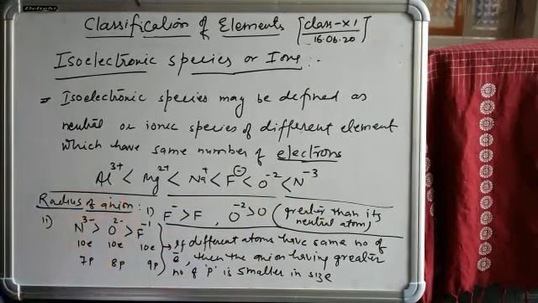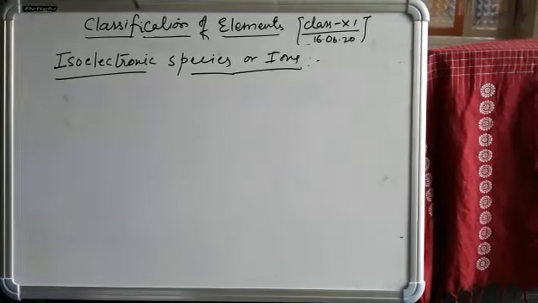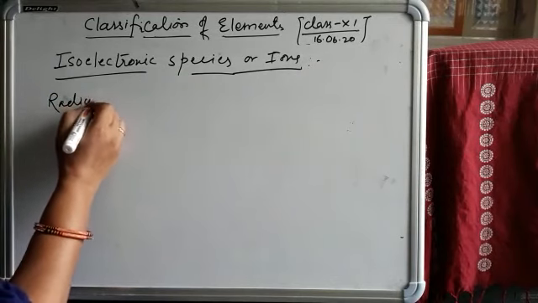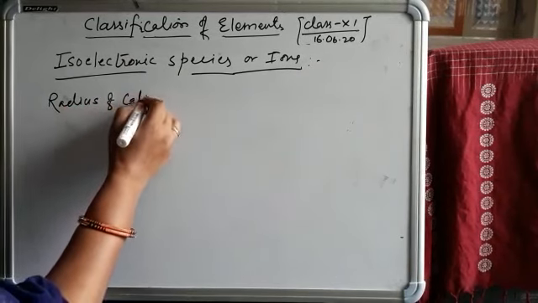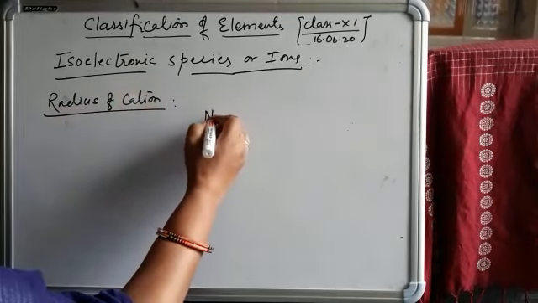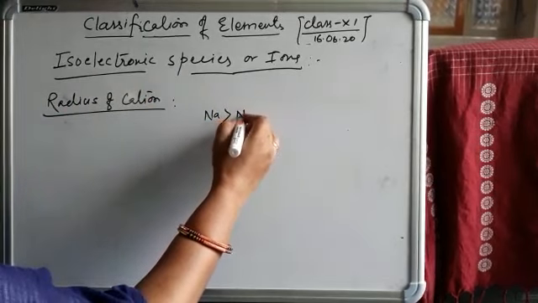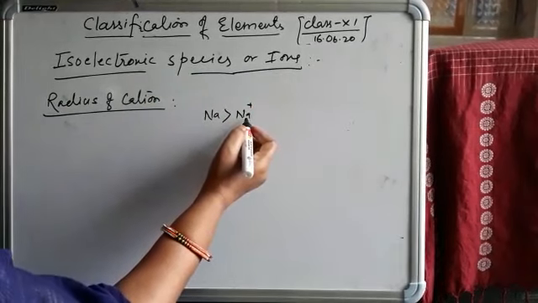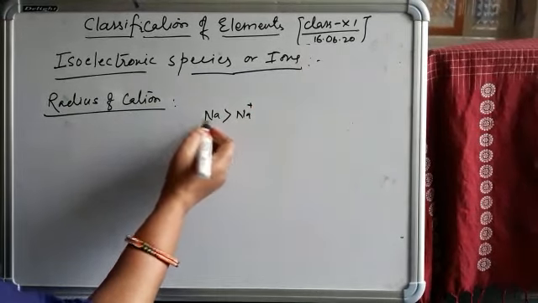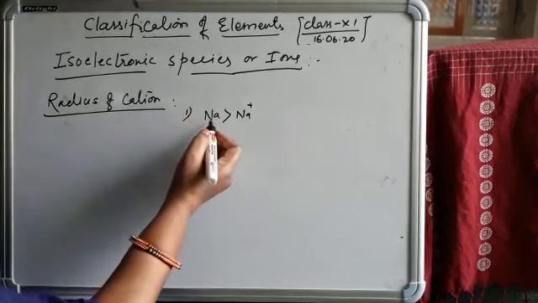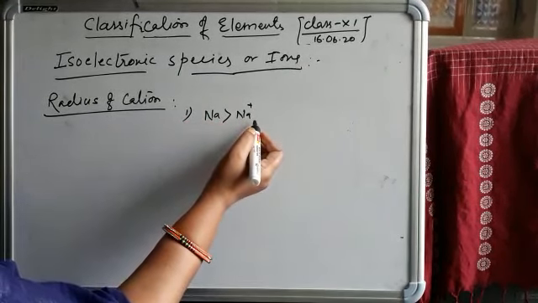And about the cation, radius of cation. We all know that a neutral atom has greater size than its ion, because here is the effective nuclear charge and here it is neutral. So the first condition about the radius of a cation: a neutral atom has greater size than the ion.